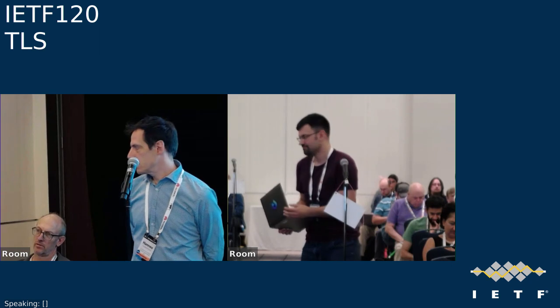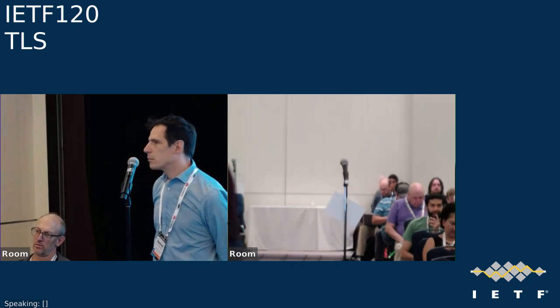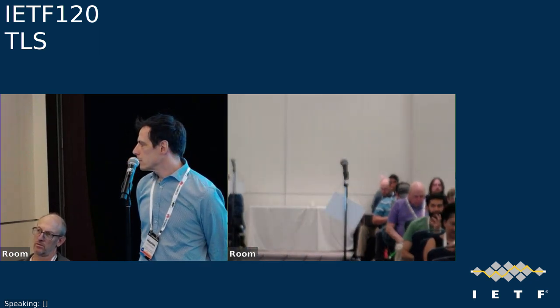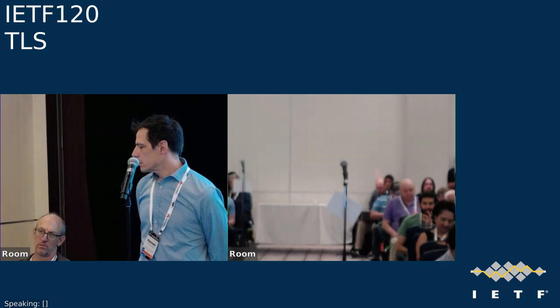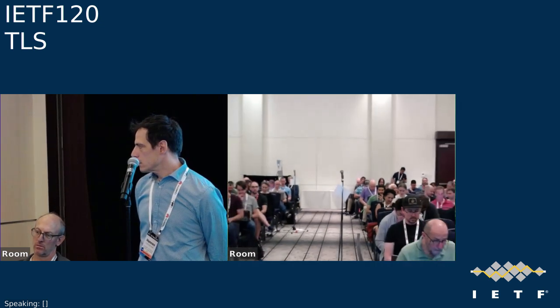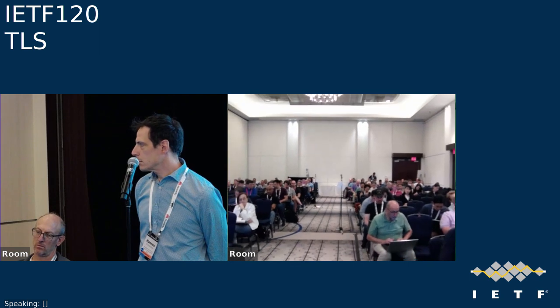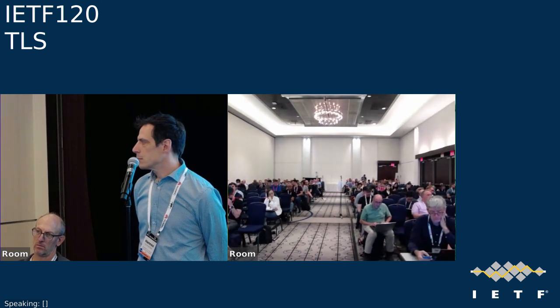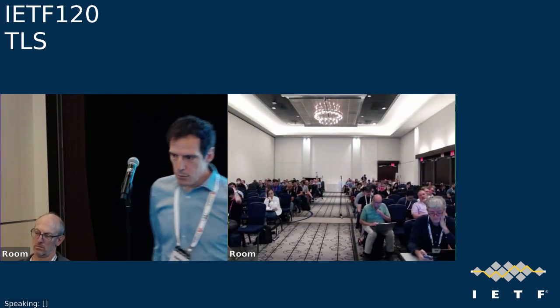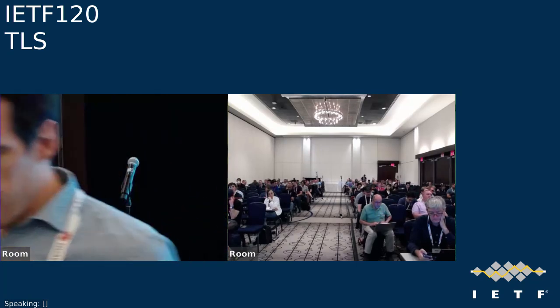Perfect. So, during my chairly duties, are there any objections to running a working group call for adoption on this particular draft? Again, remembering if we adopt it, we can bash it and make it do what we want. All right, I will send a working group adoption call to the list and we'll go from there. Thank you.